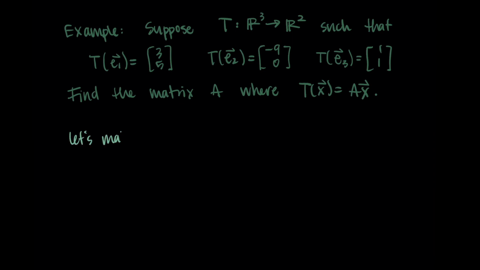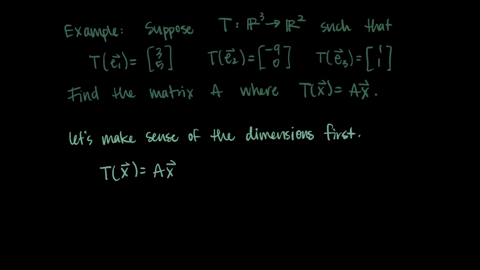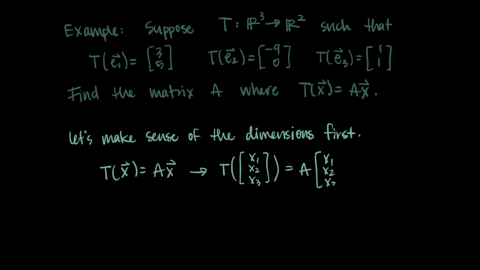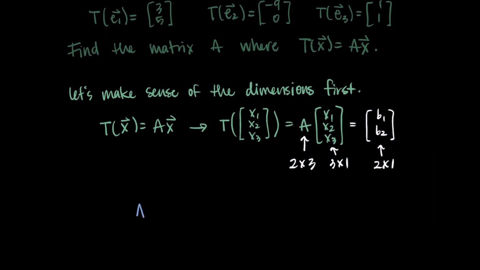As I like to do, I like to make sense of the dimensions first. So we're starting at R3 and going to R2. That means T is taking an input vector with 3 components because it's in R3. So it's taking something like x1, x2, x3 and multiplying it by A. Let's make sure we know what the dimensions of A should be. Our input vector is 3 by 1. We're getting an output that is 2-dimensional, so it's something like b1, b2. And so we're going to need a 2 by 3 matrix in order to make the dimensions work. So the answer we're looking for, A, should have 2 rows and 3 columns.